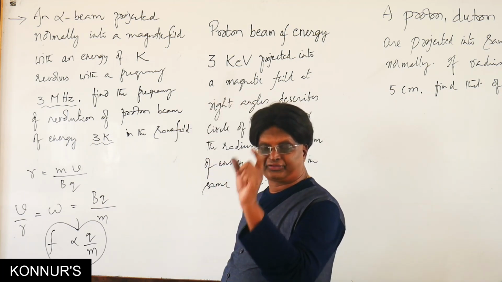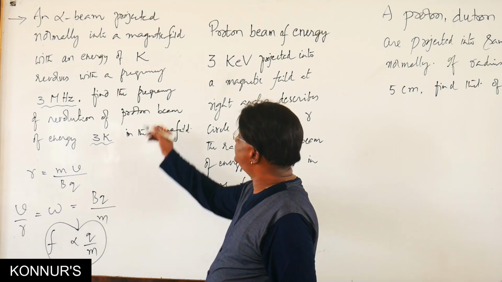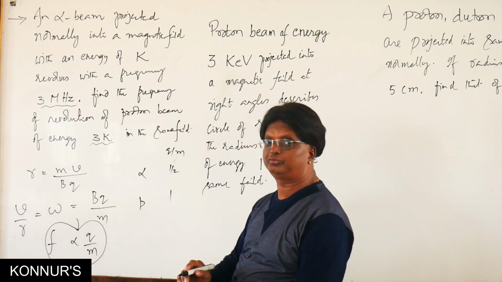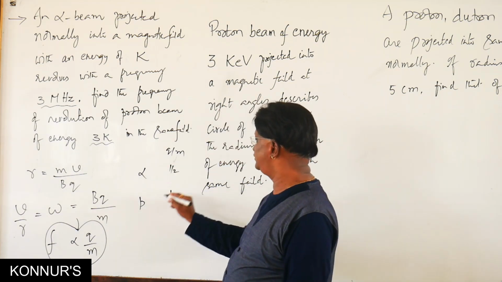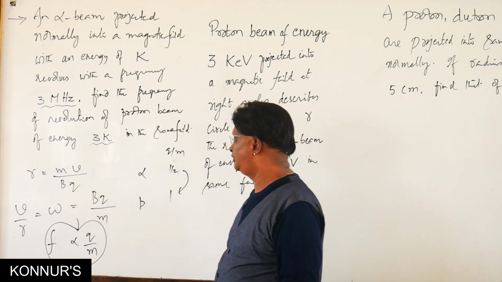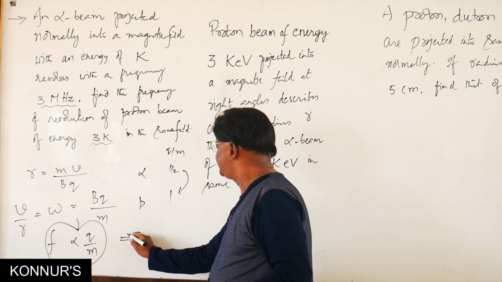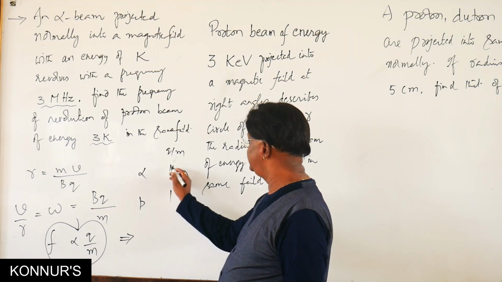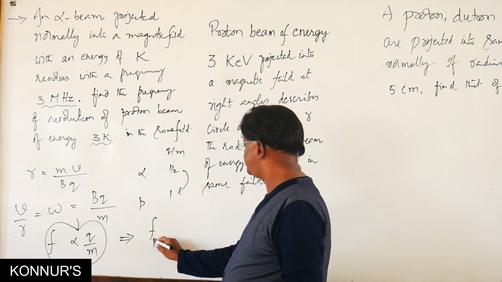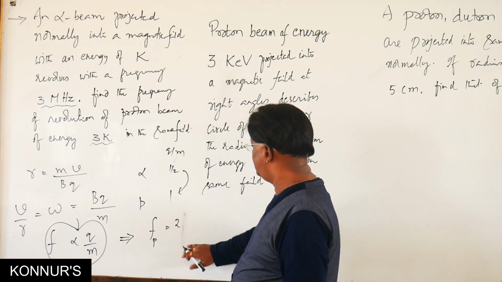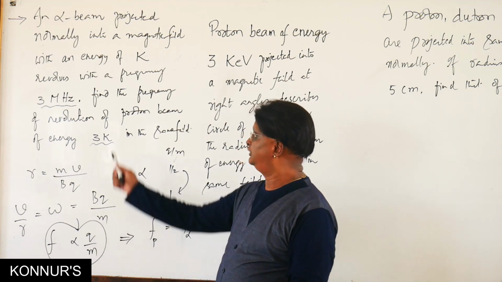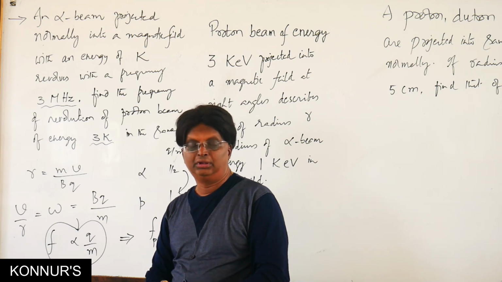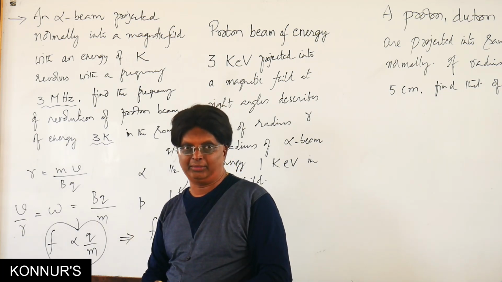And just now I have shown the comparative tabular column for the first given particle, alpha. The specific charge of alpha we have taken as 1 by 2, and for proton the specific charge was 1. So the specific charge of proton is double that of alpha particle. Since frequency is proportional to Q by M, the frequency of proton is 2 times the frequency of alpha particle. So if it is 3 MHz, it will be 6 MHz. Remember, in the solution I have used that tabular column, right?